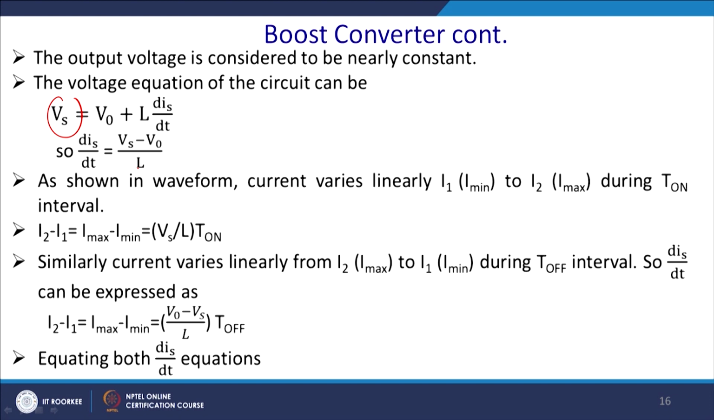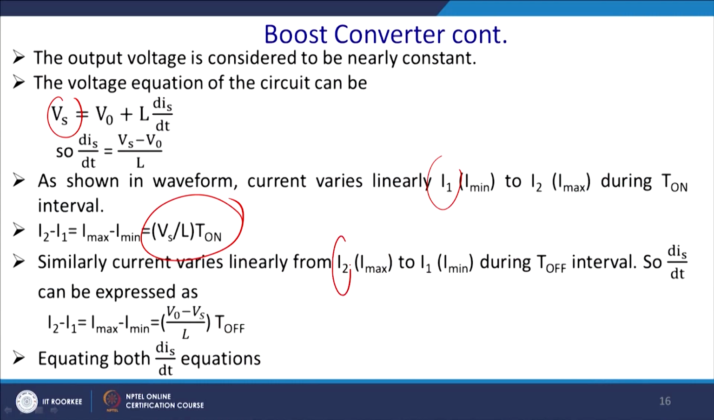As shown in the waveform, the current varies linearly from I1 to I2, that is, I min to I max, during the t on interval. That is, I2 minus I1 equal to I max minus I min, which is essentially Vs by L into t on, the duty cycle when the switch is on. Similarly, the current varies linearly from I2 to I1 during the t off. So, di dt can be expressed as follows.